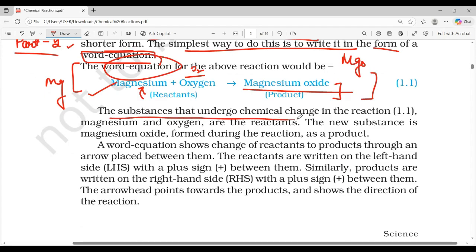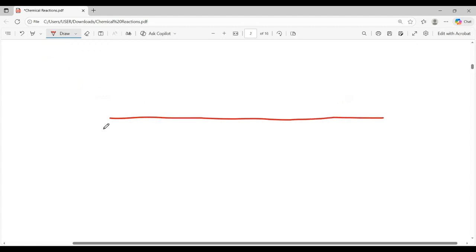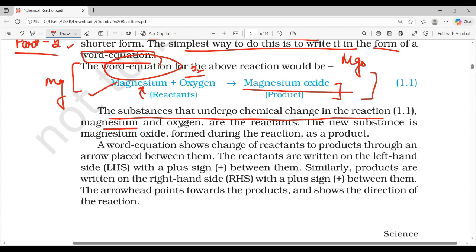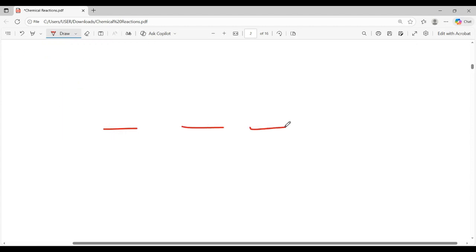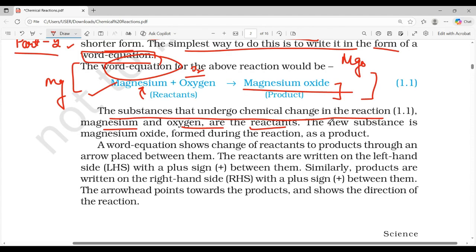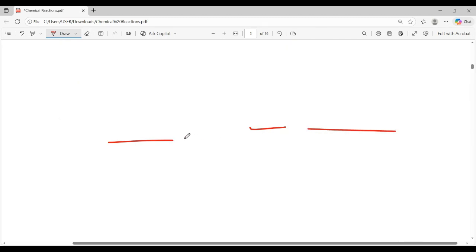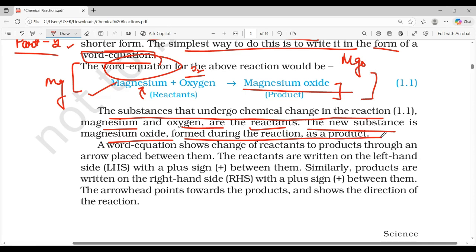The substances that undergo chemical reaction are magnesium and oxygen. These are the reactants, okay? The new substance is magnesium oxide, which is formed during the reaction as a product. A word equation shows the change of reactants to products through an arrow placed between them. So, this is the arrow which is placed between them, right?